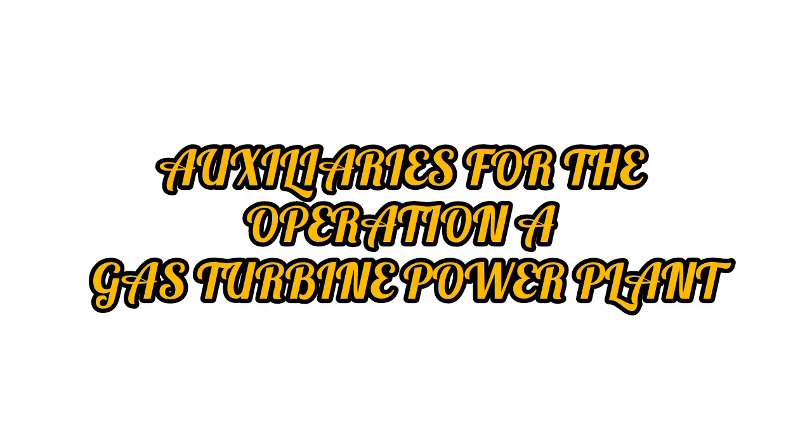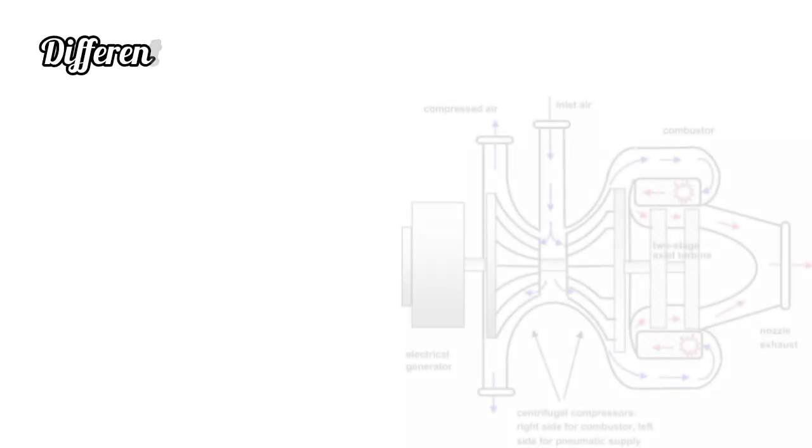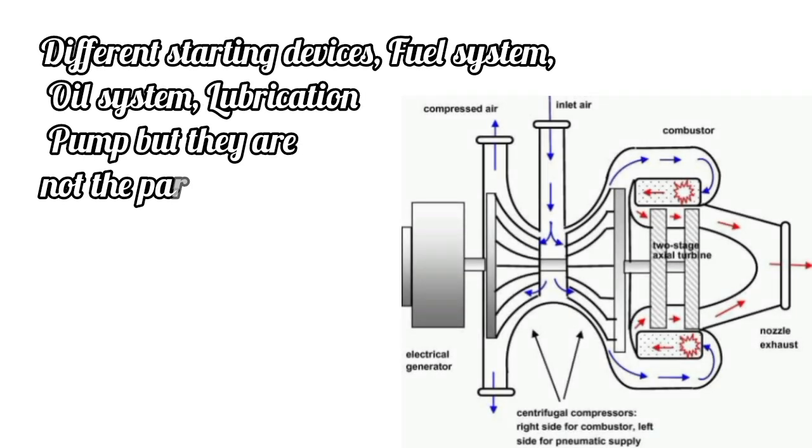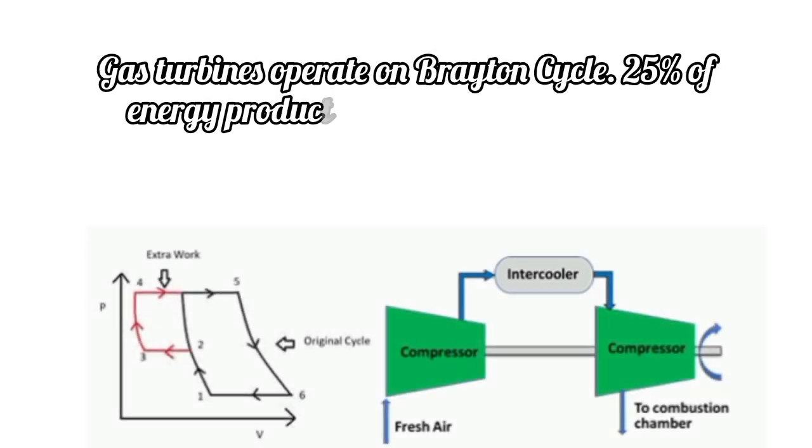Auxiliaries for the operation of a gas turbine power plant include different starting devices, fuel system, oil system, and lubrication pump, but they are not the focus of this video. Thermodynamic cycle of a gas turbine. Gas turbines operate on the Brayton cycle.